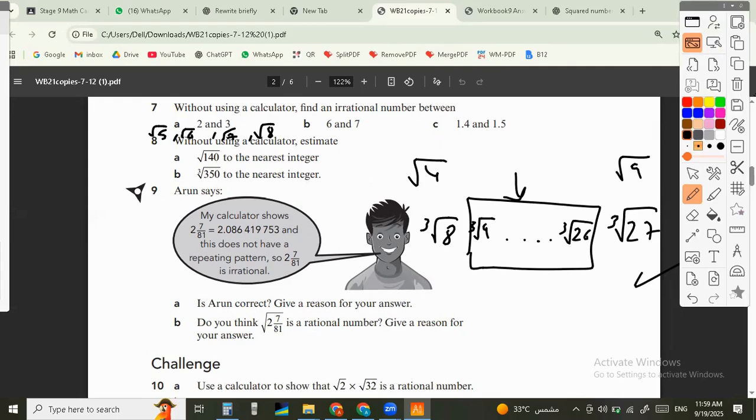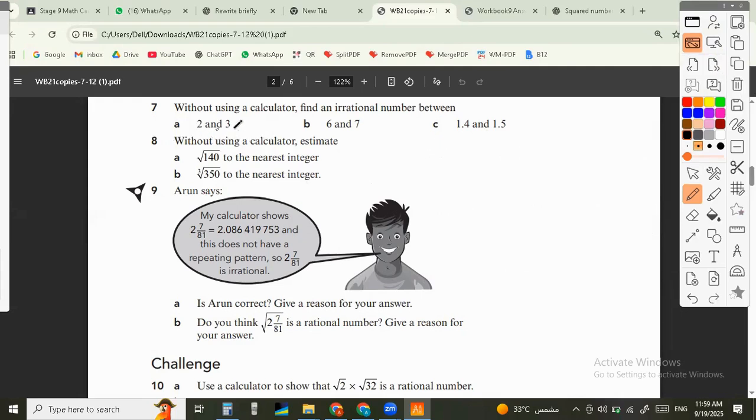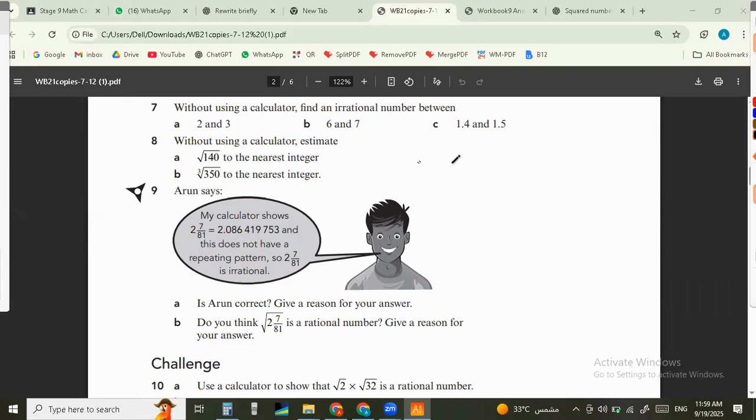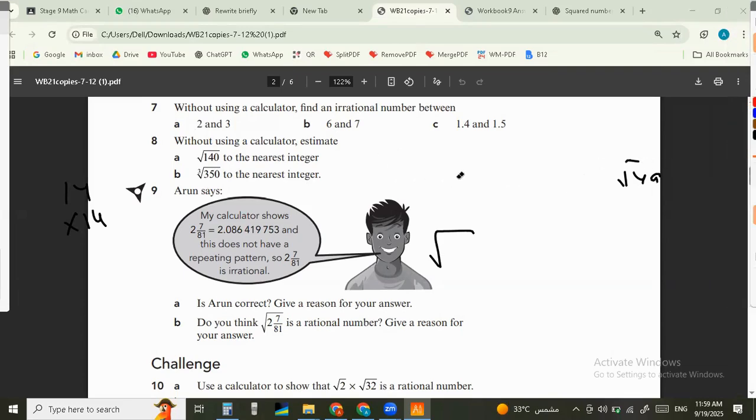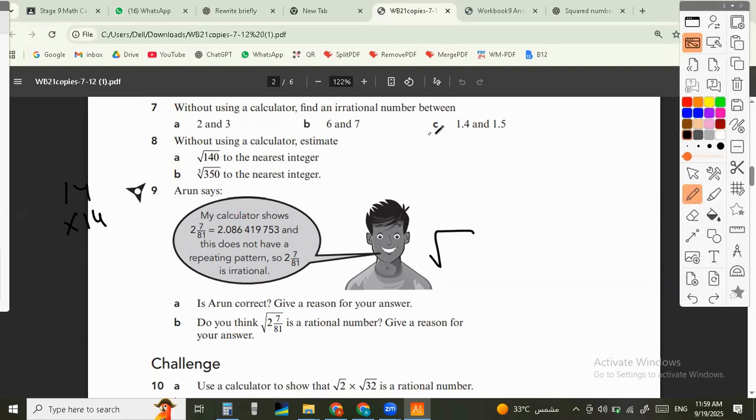All right, same thing exactly with question B and question C. Question B, 6 and 7. No problem. I'm going to convert this into square root of 36, and this square root of 49. Anything in between is a correct answer. Same thing with 1.4 and 1.5. 1.4 times 1.4, it's as if you're saying 14 times 14. And here, as if you're saying 15 times 15. Let's erase this. So 1.4 times 1.4, it's 14 times 14.